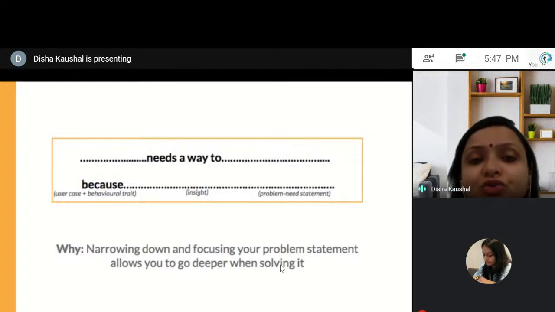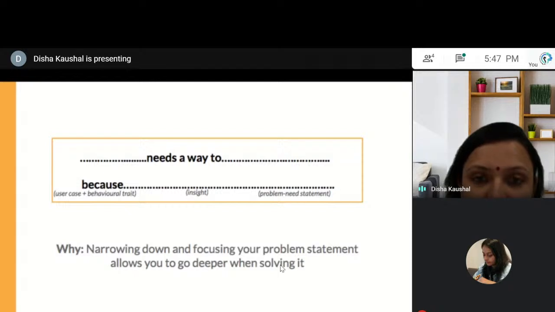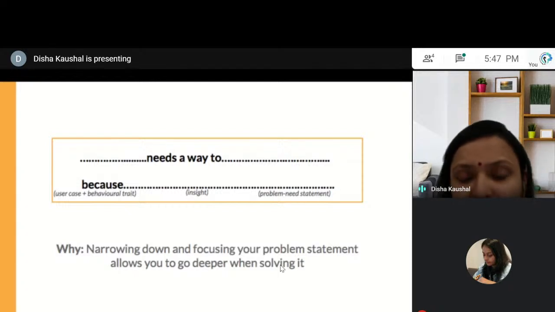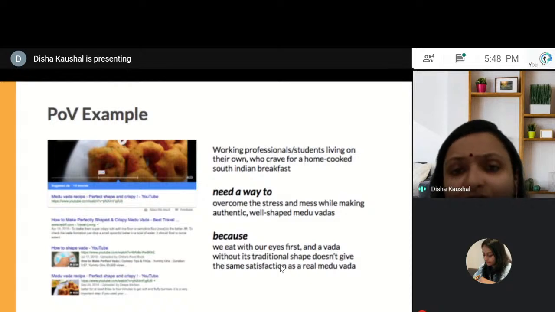So you should not limit your imagination or limit your thinking to buy these things. A very good example of an excellent problem statement is this one. This is a company where they realized a very specific problem: that a working professional or student living on their own away from home craves home cooked South Indian breakfast.